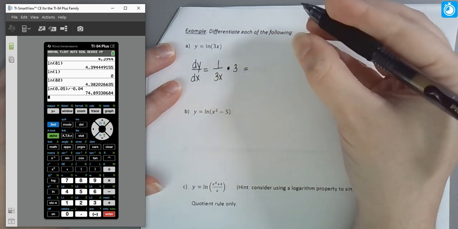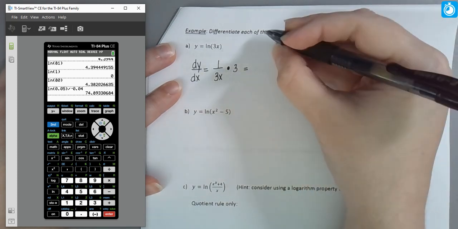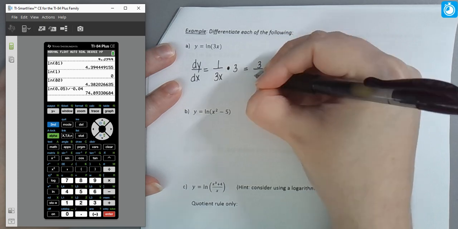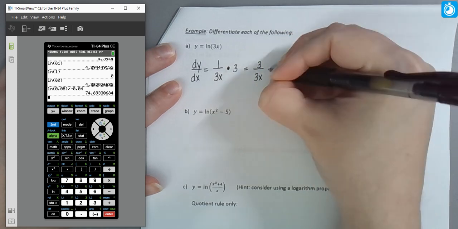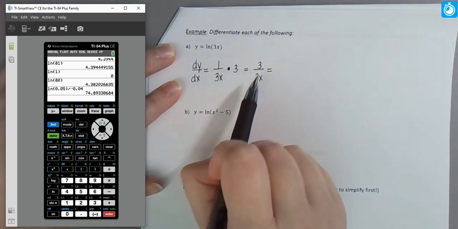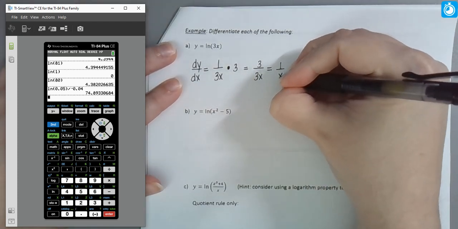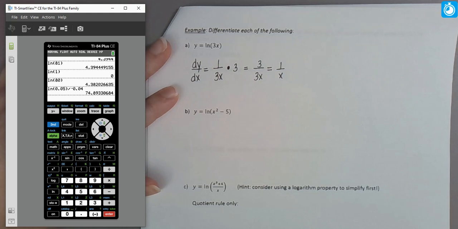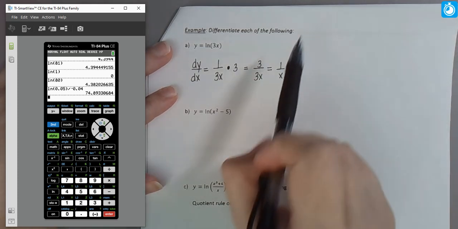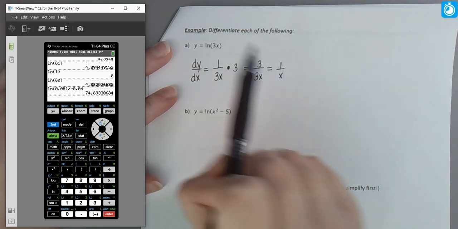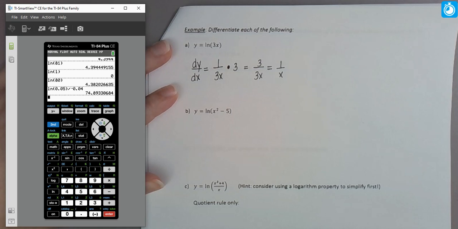So when we combine those two together, 3 is going to go to the numerator. So that's going to be 3 over 3x. And in this case, we have that common factor of 3 that reduces, and we're just left with 1 over x. So interestingly enough, even though this function technically required the chain rule to differentiate, when we took its derivative, we still ended up with the basic derivative for natural log. Occasionally something like that is going to happen.